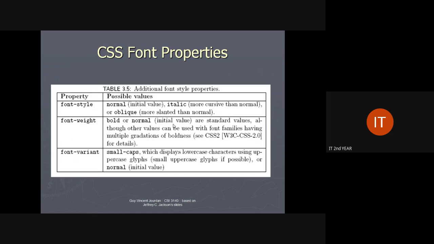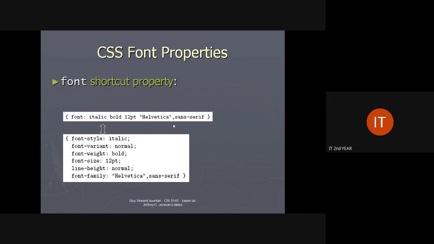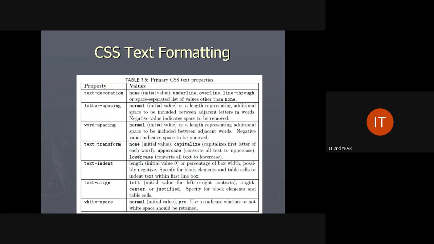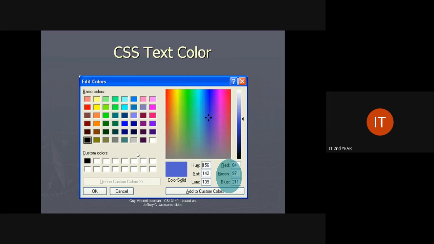And also there are various style properties: font style, font weight, font variant. Instead of giving a single line, we can also give the same in multiple line format. The first is the shortcut form, and this one is the expansion form. And also there is various text formatting: text decoration, line spacing, word spacing, text transform, indent, align and space. We can also provide colors using a color palette, and also using hexadecimal values.